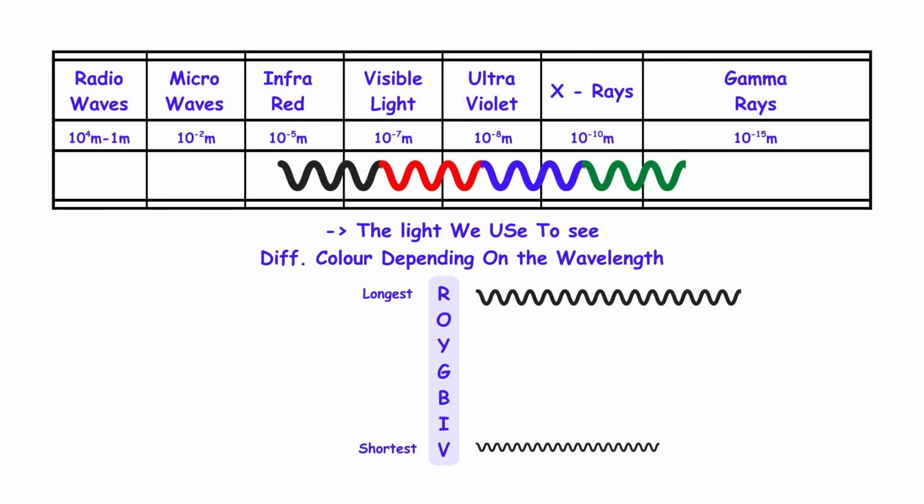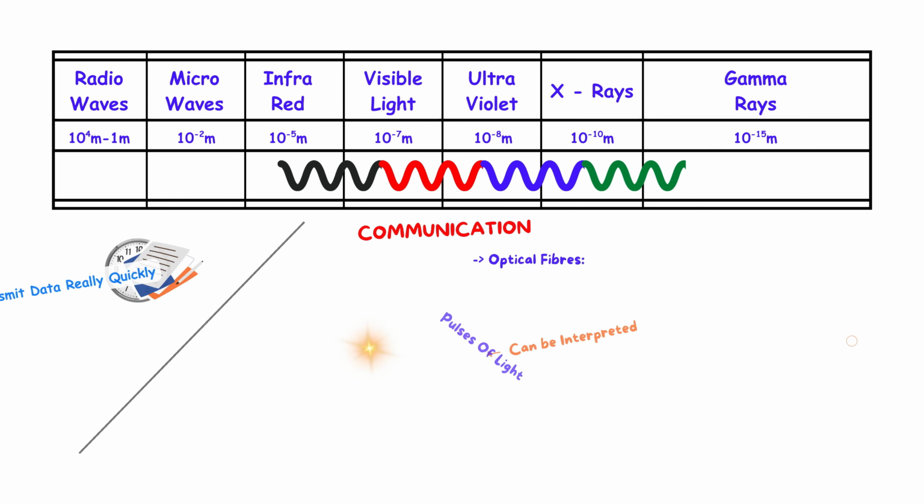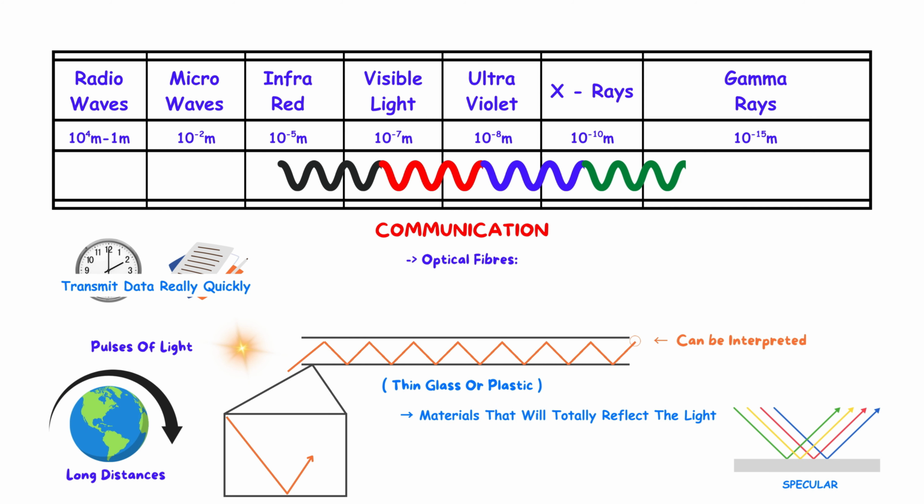Apart from enabling us to see the world around us, visible light also plays an important role in communication, specifically through the use of optical fibers. These are thin, flexible strands made of glass or plastic that are capable of transmitting light pulses across long distances without significant loss of signal. The light within the fiber reflects every time it hits the inner surface, which allows it to bounce along the entire length of the fiber without escaping. This process is known as total internal reflection.